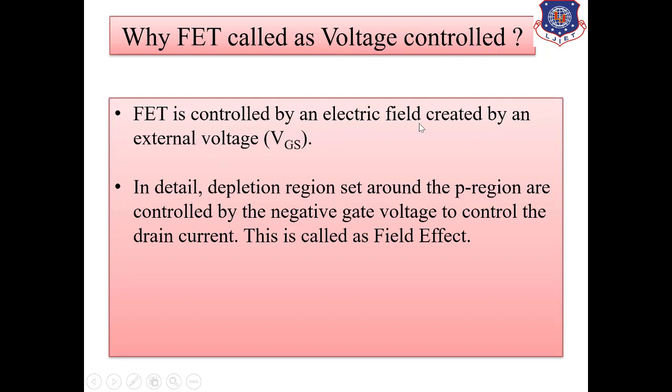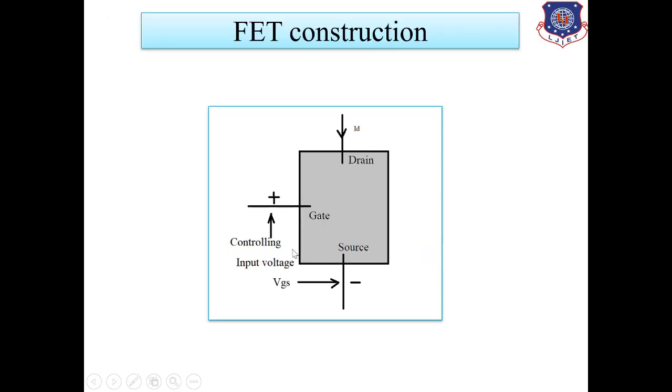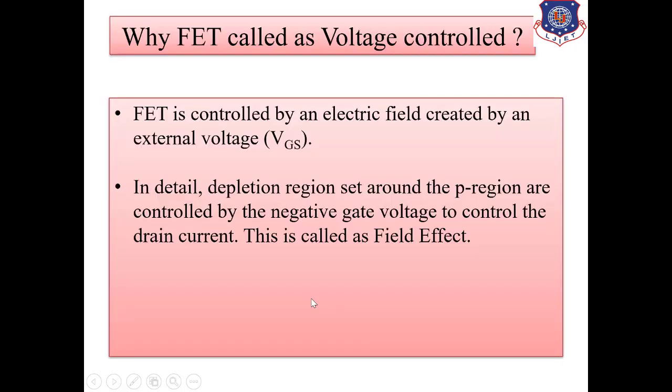FET is controlled by the electric field created by an external voltage VGS. In detail you can also explain that depletion regions set around the P region are controlled by negative gate-source voltage to control the drain current, and this is called field effect. In short, this external supply VGS controls the ID. That's why FET is known as voltage controlled device.